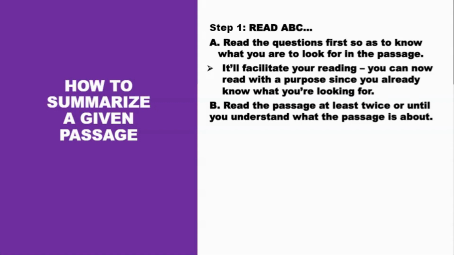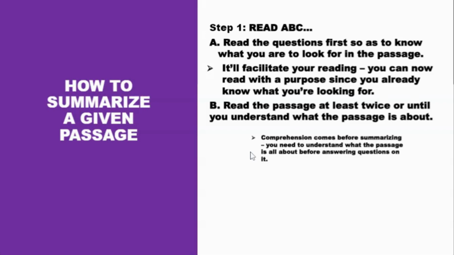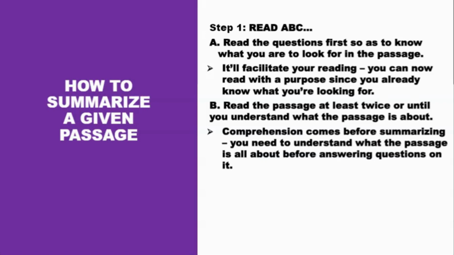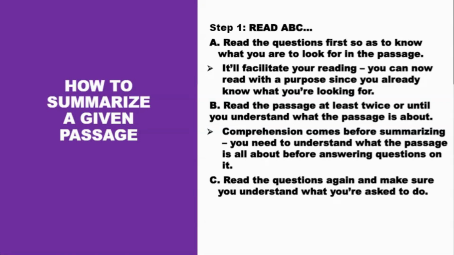And then B, read the passage at least twice or until you understand what the passage is about. Now, take note of the fact that comprehension comes before summarizing. You need to understand what the passage is all about before answering the questions on it. And then the C, read the questions again because you need to revisit the questions to make sure you understand what you are asked to do.